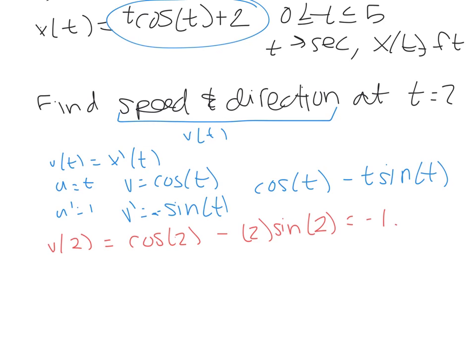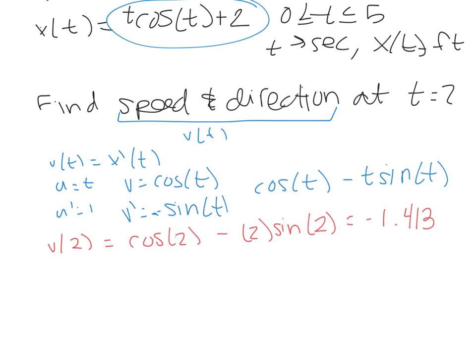negative 1.413. So remember, you always need to go to 3 decimal places in this class. Okay, it doesn't matter if you round it or truncate it, just cut it off. You need to go to 3, always, no matter what. Okay, so my velocity is negative 1.413, but the question didn't ask for velocity, it asked for speed.